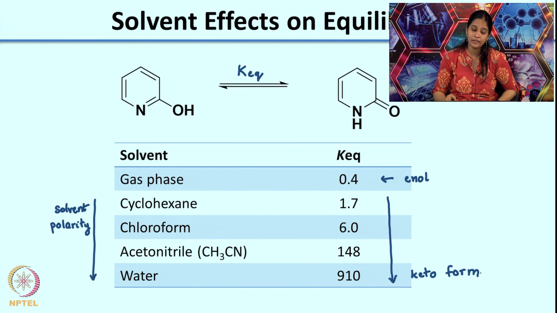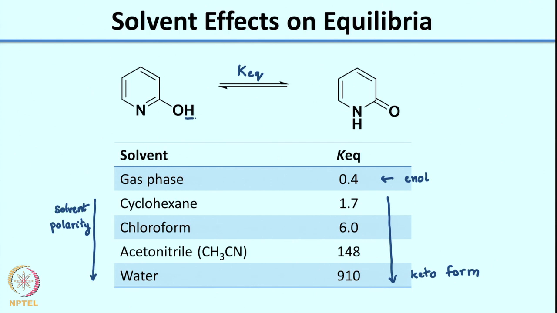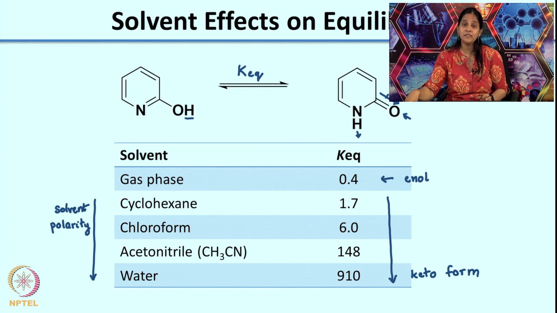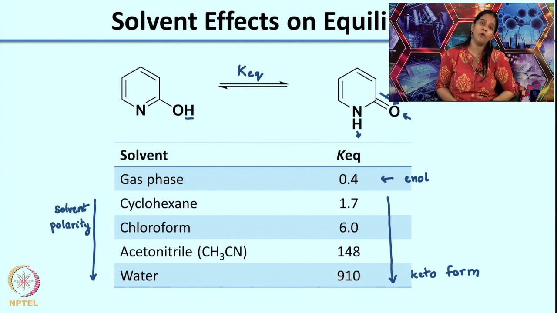What is seen here is that you have one hydrogen bond donor in the case of the enol form, whereas in the keto form you have a hydrogen bond donor and also a hydrogen bond acceptor. So in water, probably the extent of hydrogen bonding is a lot more for the keto form compared to the enol form. The other thing could be the dipole moment. Based on the enhanced directionality of the dipole moment in the keto form, polar solvents probably stabilize it more than the enol form.